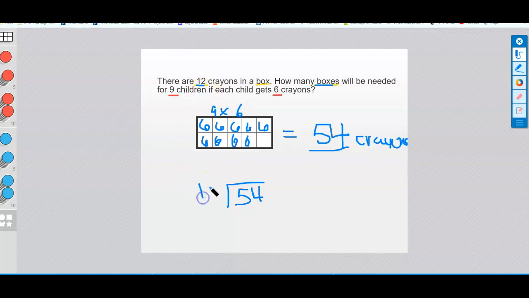and in each box there's 12 crayons, if we say 54 divided by 12, closest you can get is 4. 4 times 12 is 48. Bring down your 6. And the 6 means that we still will need 6 more crayons. So we're actually going to need 5 boxes of crayons for enough of the students to get their 6 crayons each.